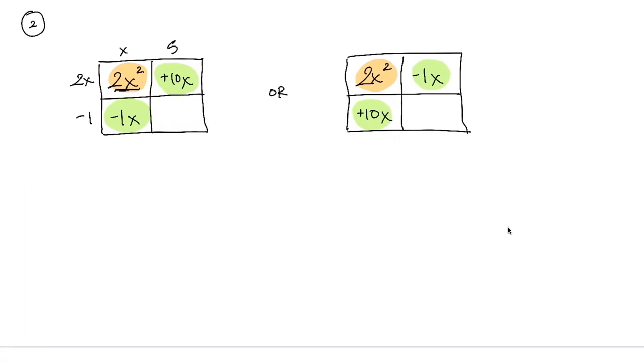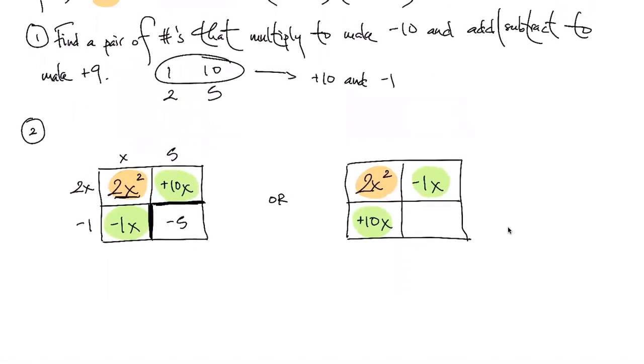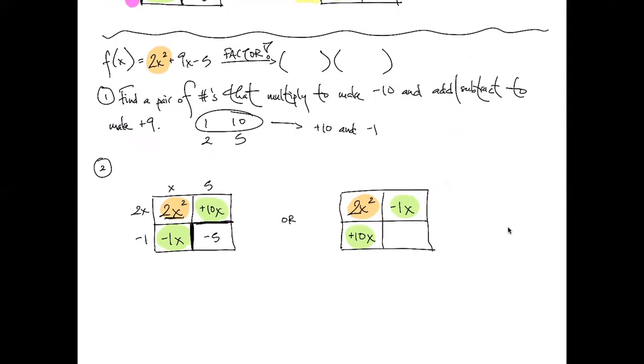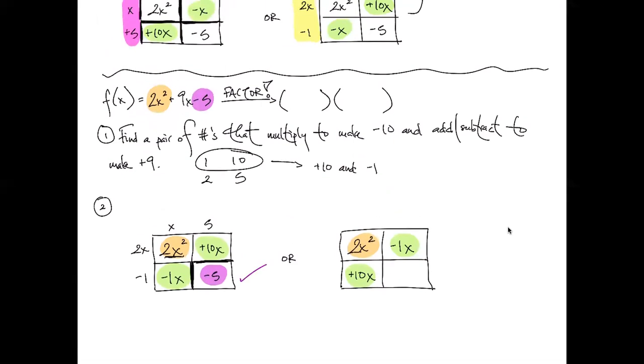Okay, so I found the outsides of my box, but to check that I'm correct, we want to multiply this side, which is -1, times this side, which is 5. That gives us -5. Now -5, if I go back a little bit, -5 is the last number in my original question. That means that you factored it correctly, okay?